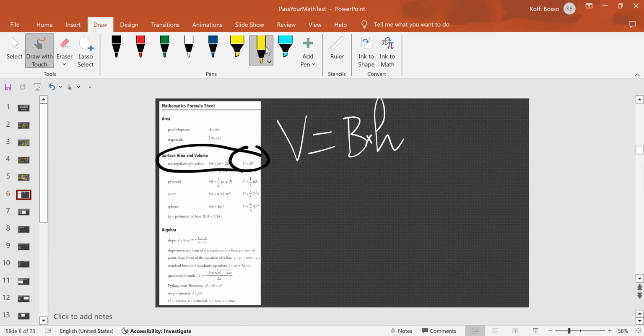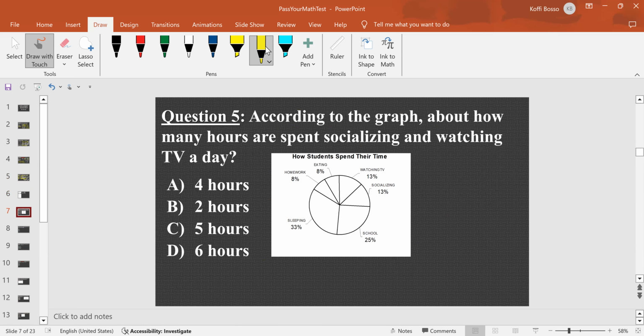Question 5. So again, you try before you see how I solve it. Question 5, they say, according to the graph, about how many hours are spent socializing and watching TV a day? A day, when they say a day, that is very, very important. Okay, so the diagram is here.